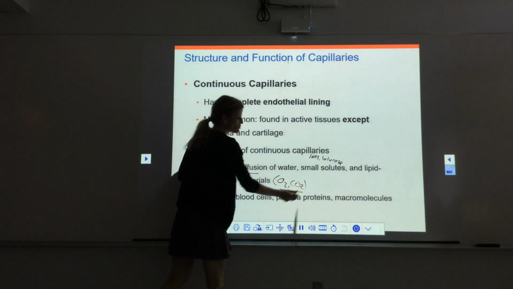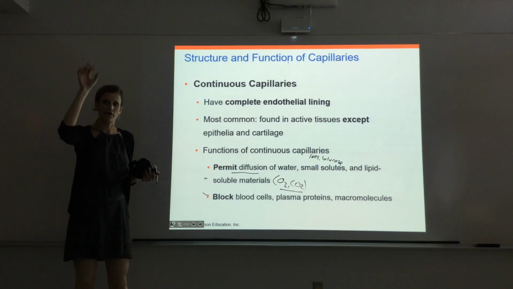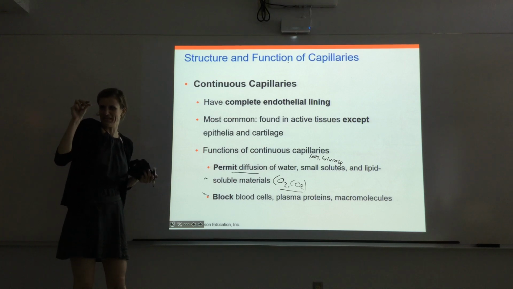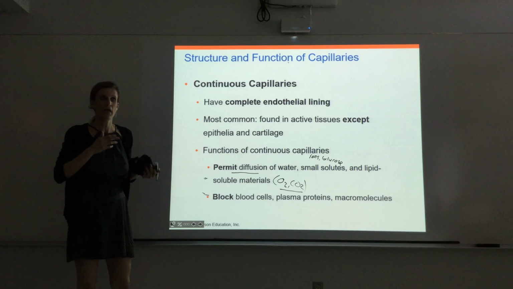And then these lipid-soluble materials like oxygen and CO2, remember they can go straight through the lipid bilayer of the cells, right? They can go straight through the plasma membrane, and you have one thin cell. So it's really easy for those to just freely cross in and out of the bloodstream.